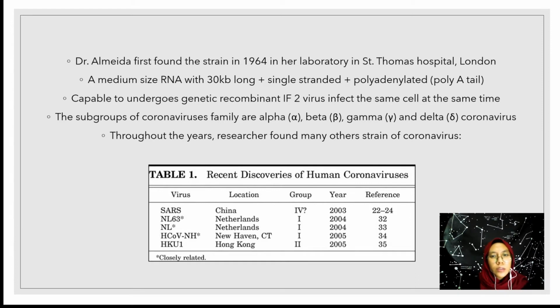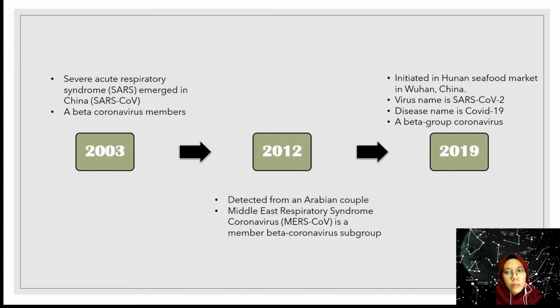It is capable of undergoing genetic recombination if two viruses infect the same cell at the same time. It has 4 subgroups, which are alpha, beta, gamma, and delta. Throughout the years, researchers found many other strains of coronavirus such as SARS, NS63, NL, HCoV, and HKU1. So this is the full process of outbreak of coronavirus that happened in the world.